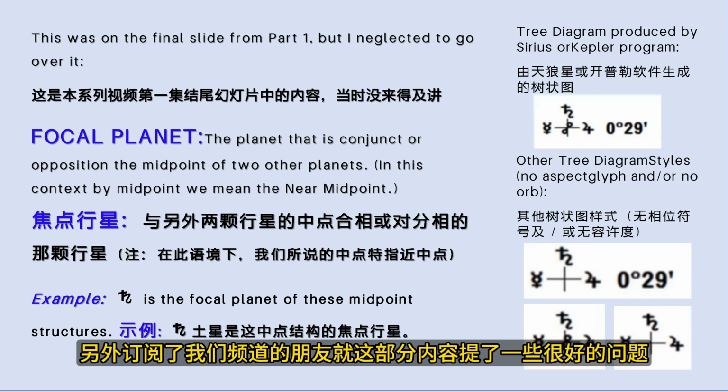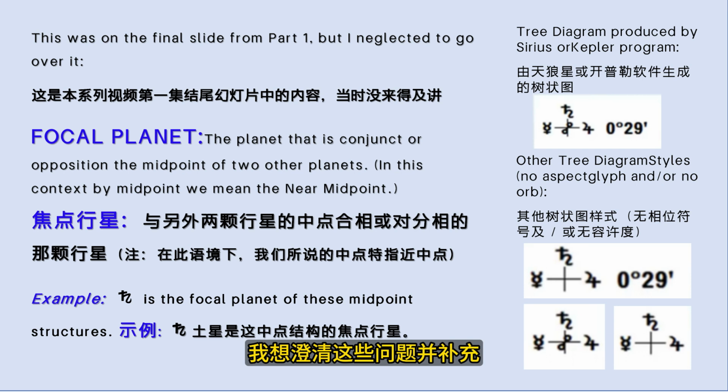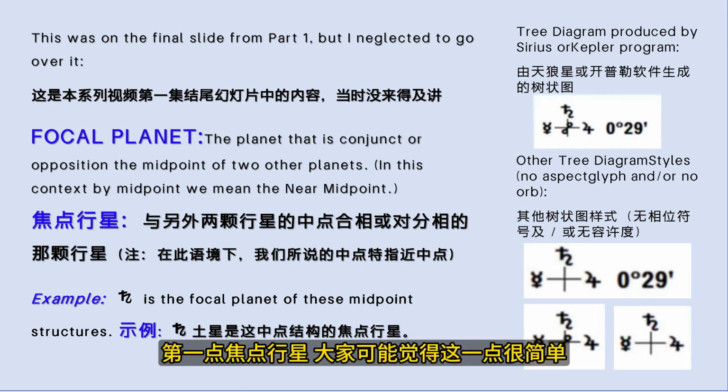And a few questions have come up from Astrology DC subscribers about things that I explain, and I want to clarify those questions and also add an additional point that I don't actually cover very clearly. So number 1, the focal planet.